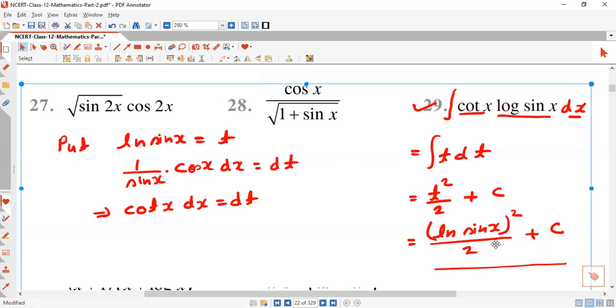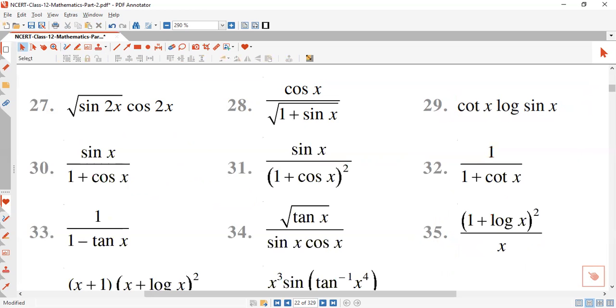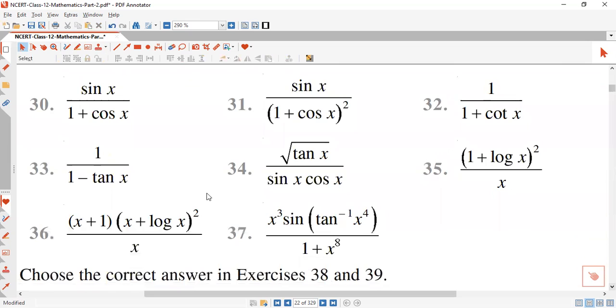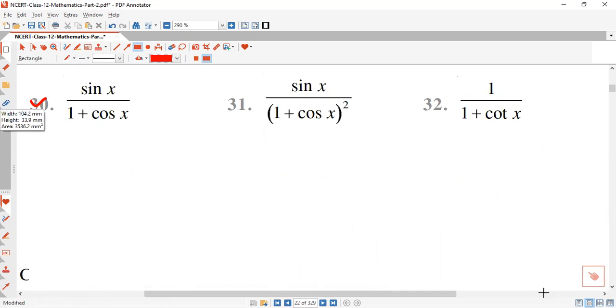Now, question number 30. Question number 30 says sin x divided by 1 plus cos x. We have sin x in the numerator, and in the denominator we have 1 plus cos x.